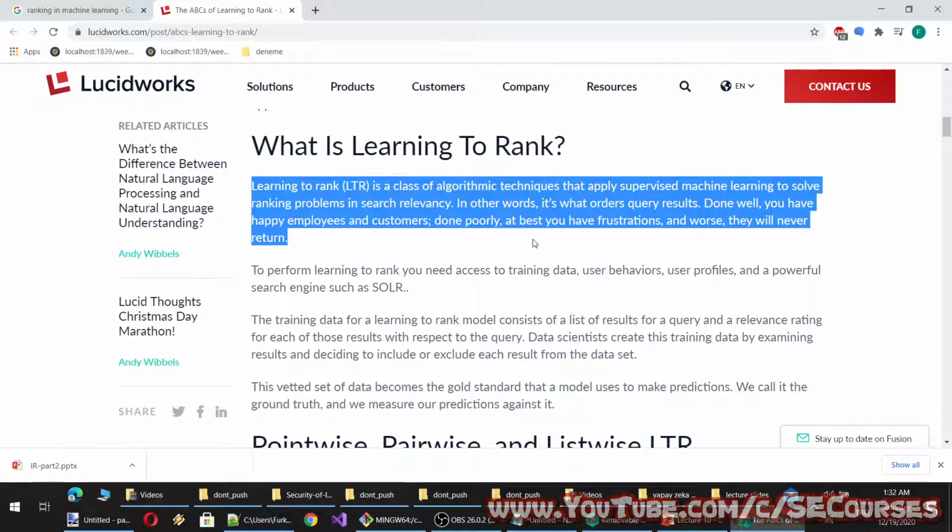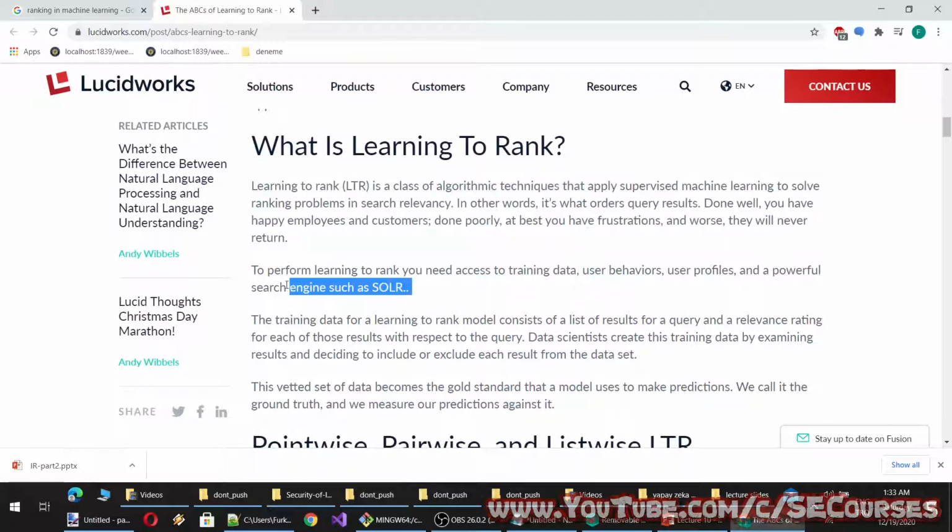What is learning to rank? Learning to rank, LTR, is a class of algorithmic techniques that apply supervised machine learning to solve ranking problems in search relevancy. In other words, it's what orders query results. Done well, you have happy employees and customers. Done poorly, at best you have frustrations, and worse, they will never return.